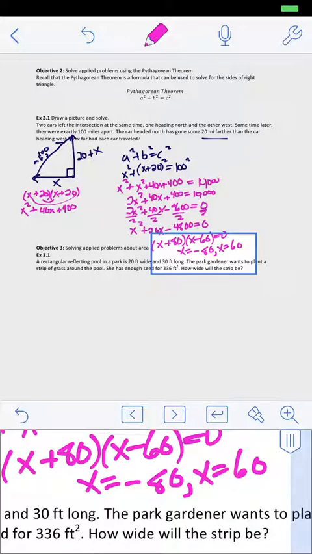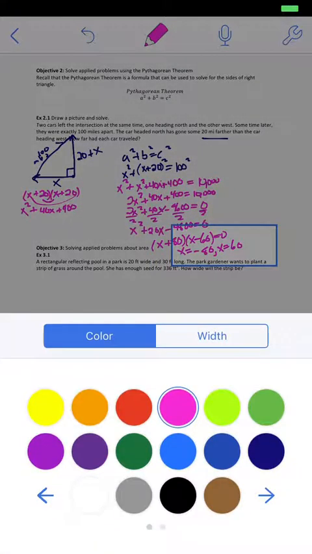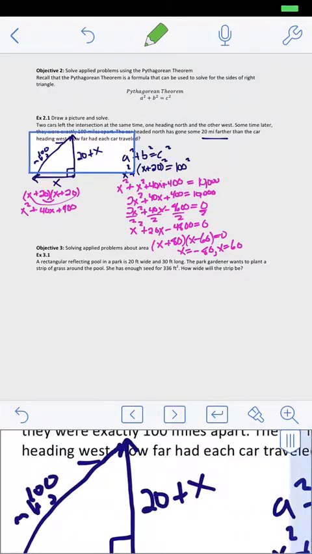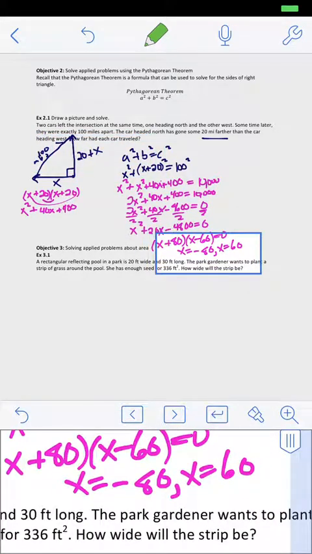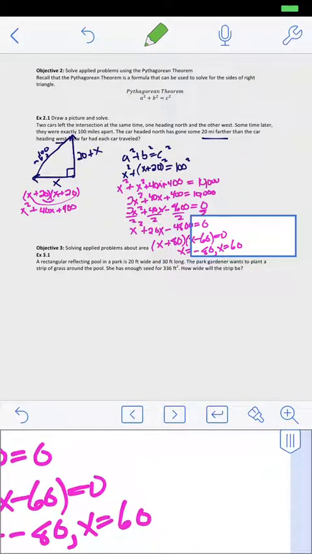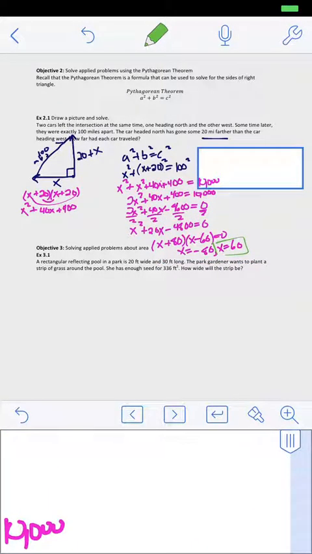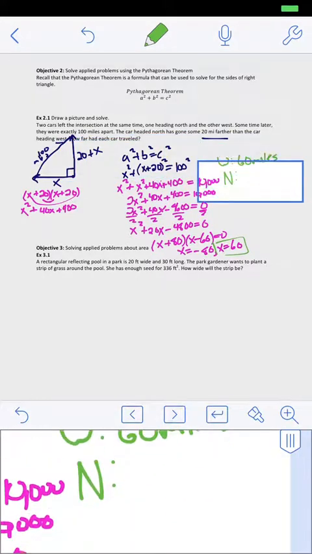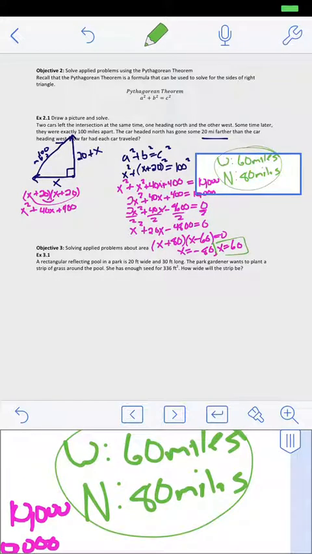That's our solution. Which one of these makes sense in the context of the problem, though? Let's translate back. Let's see, what was the question? How far did each travel? If x is supposed to be how far our west car traveled, then only 60 makes sense, right? So the west car traveled 60 miles, and then the north car is going to travel 20 more than that, or 80 miles. And we have our final answer.